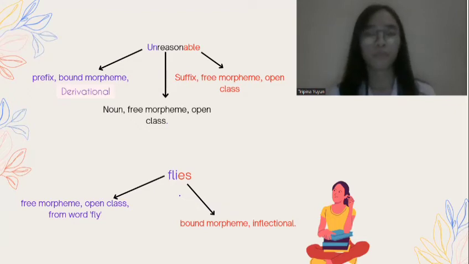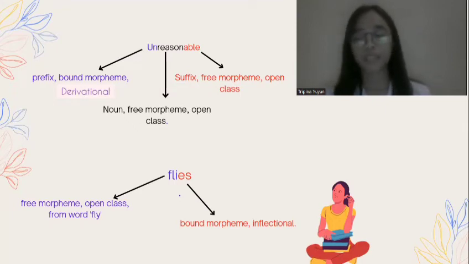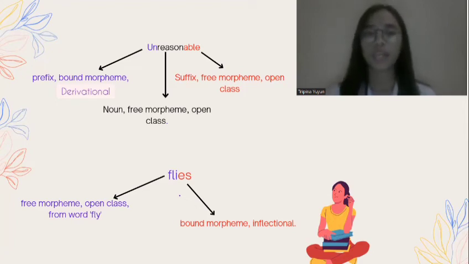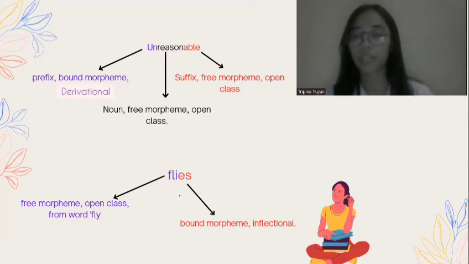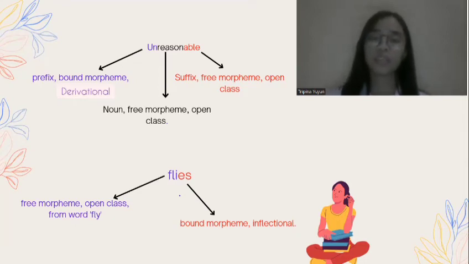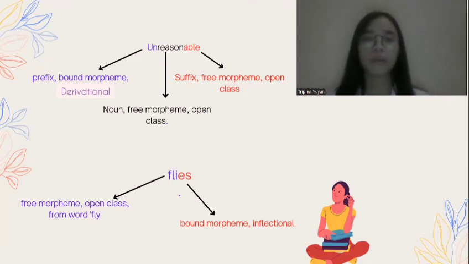a bound morpheme. It's a bound morpheme because it cannot stand alone, so you need to combine it with another word or morpheme to have meaning, and then it's part of derivationals because it changed the meaning of the word. Okay, next for the morpheme reason. The morpheme reason here is a noun, and it's a free morpheme because it can stand alone, so you don't need to combine it with another word to have meaning. It already has its meaning. Okay, and the morpheme reason is part of open class because it cannot be divided anymore.